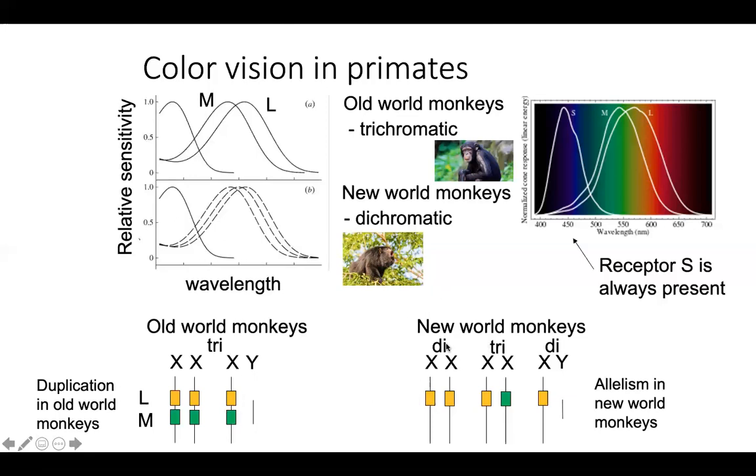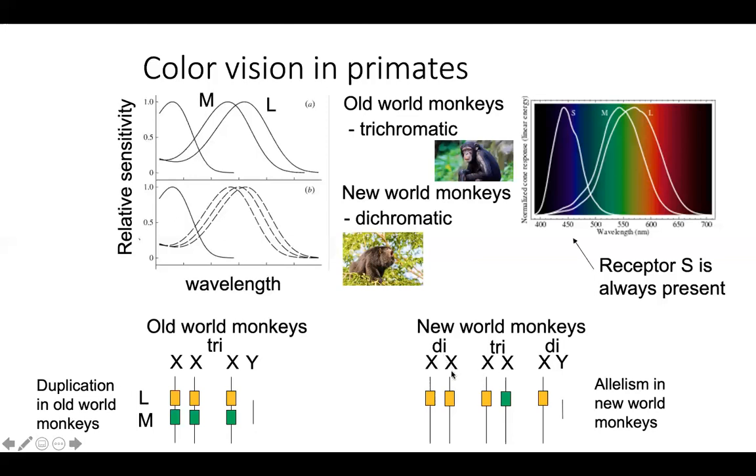New World monkeys have only one single receptor. However, in some female New World monkeys, so XX genotypes, we actually see instances of trichromatic vision. And the reason for that is that there are sometimes different alleles for this receptor, and those different alleles may have color reception in different wavelengths.